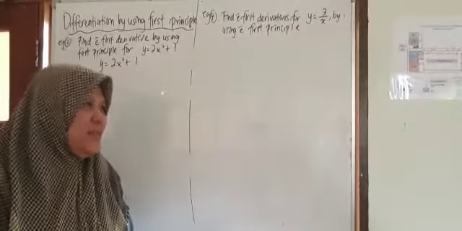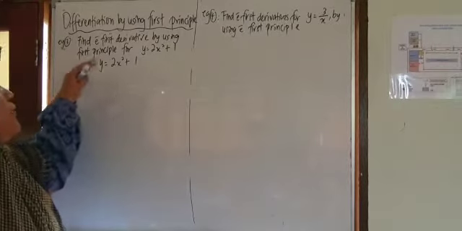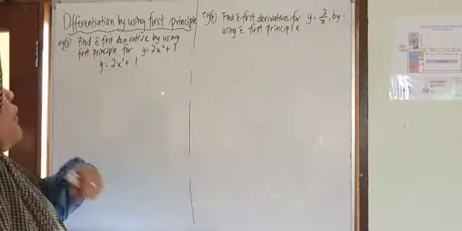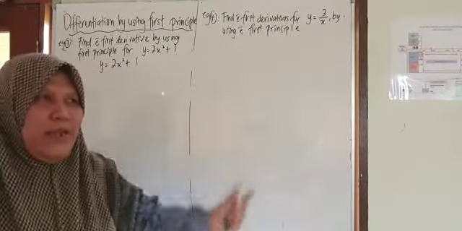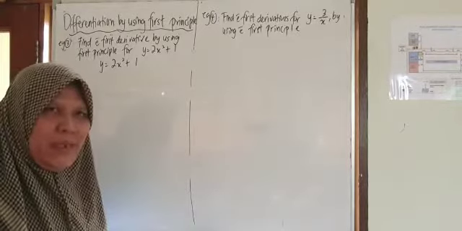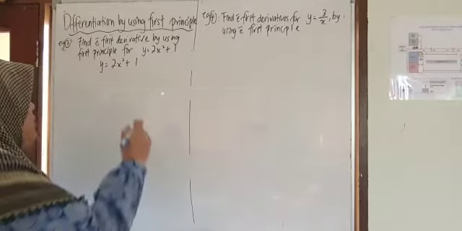Okay guys, let's look at another example. By using the first principle, find the first derivative for y equals 2x squared plus 1. First principle, of course, we are talking about the changes in y and changes in x. So what are we going to do? For each term for y and x, we need to add the changes in y and changes in x respectively.